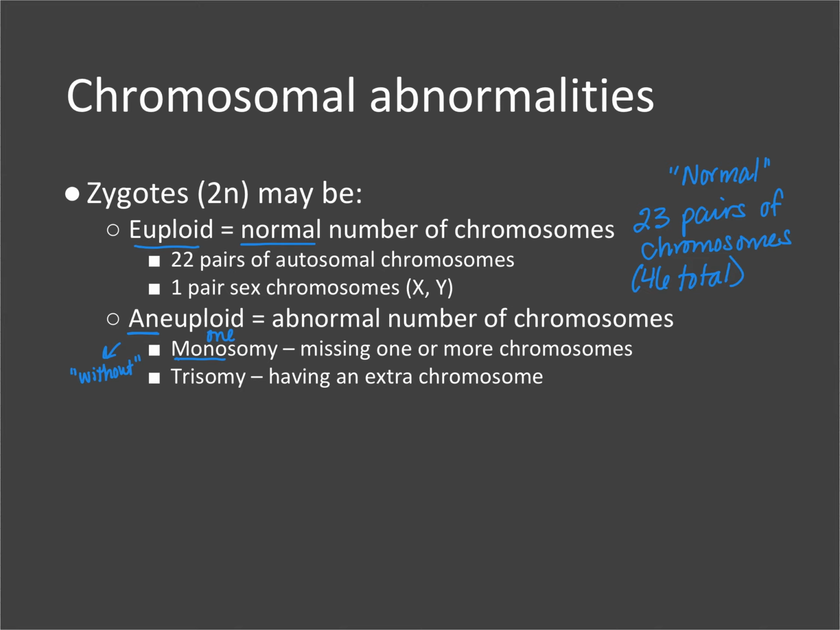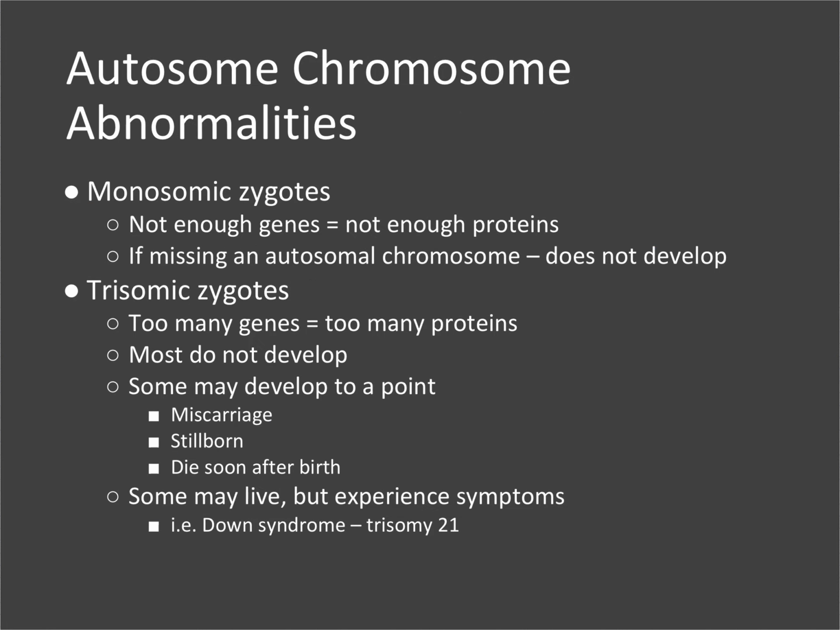Another possibility is something called trisomy, and tri stands for 3. And in this case, an individual would inherit 3 copies of the same chromosome instead of the normal 2. Now, as you can imagine, having too many chromosomes or not enough chromosomes typically causes problems. So first of all, let's take a look at the monosomy condition.